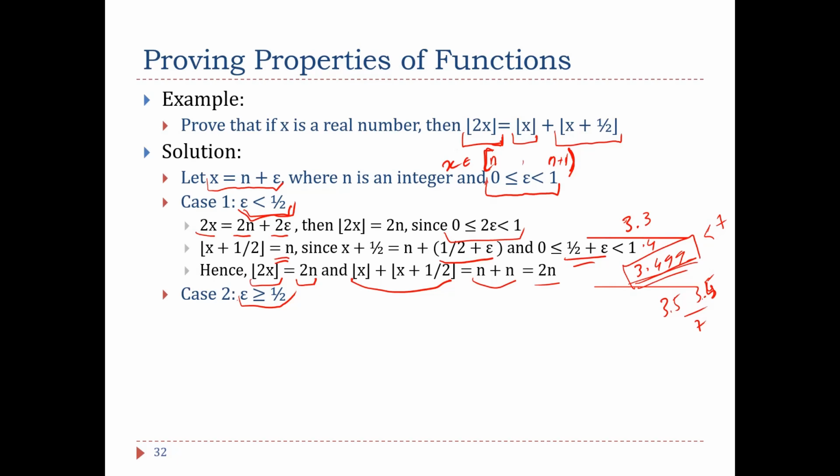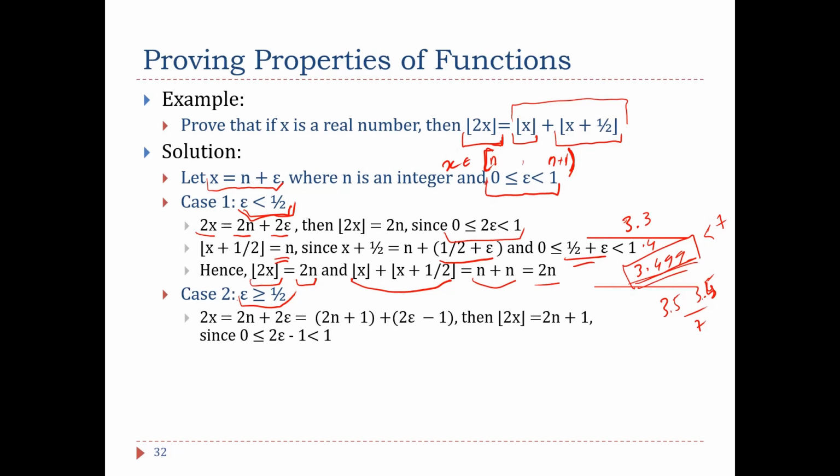grow more than that. Okay, but still, actually, this would be equal to the floor of x plus the floor of x plus half for the following reasons. So 2 times x would be equal to 2 times n plus 2 times epsilon, which is 2n plus 1 plus 2 epsilon minus 1, and 2 epsilon minus 1 would be strictly less than 1 in this case. Okay, 2 times epsilon is greater than or equal to 1, but 2 epsilon minus 1 would be strictly less than 1.